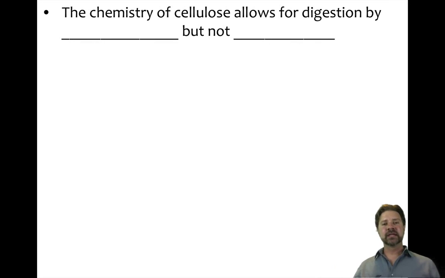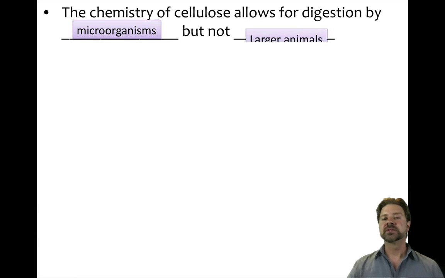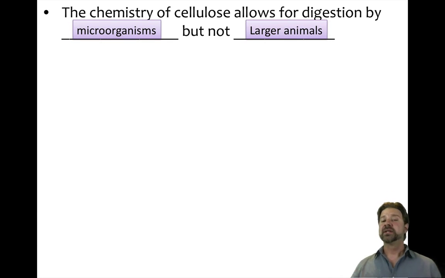So if we can't eat cellulose, who can? Well, the answer to that are microorganisms. So we don't do very well with cellulose. Cellulose is the type of sugar that we find in like grass and tree bark and all the things that really don't taste that good to us. But little microorganisms, it's absolutely delicious to them.